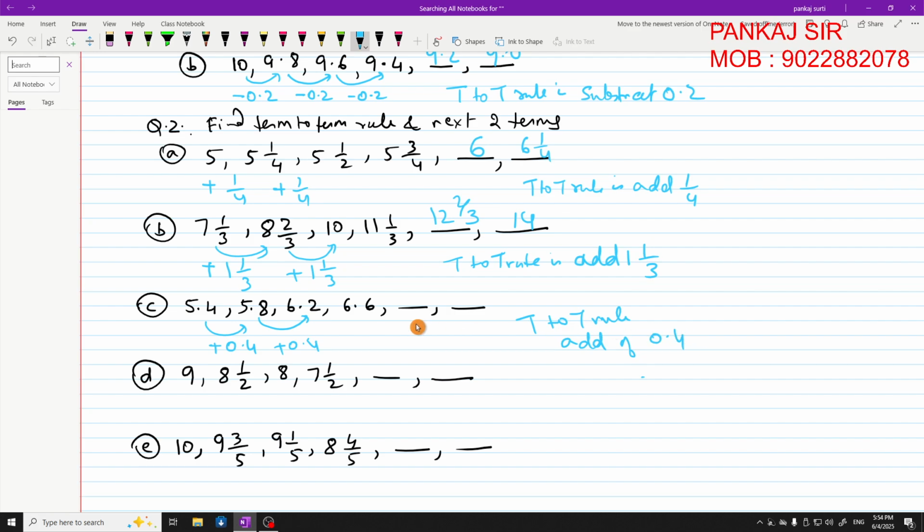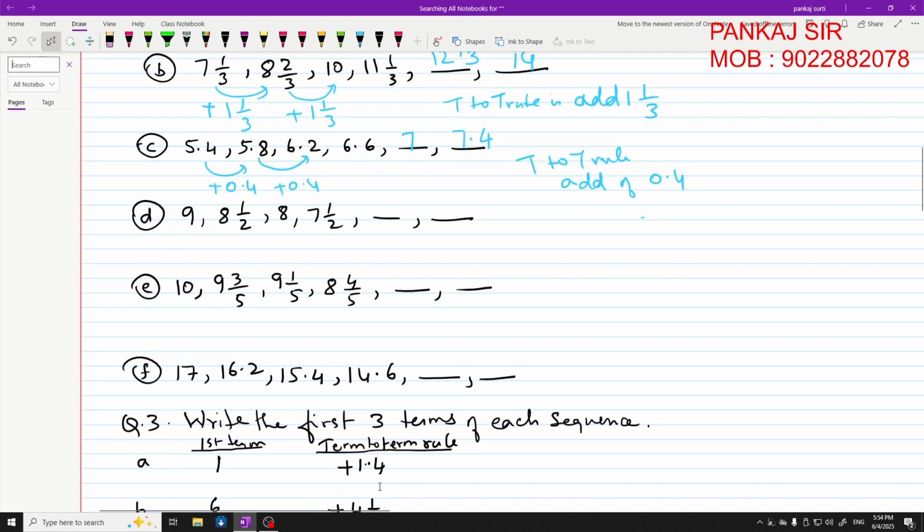Now going by this term to term rule, after 6.6, you should get 6.6 plus 0.4. Okay, so that should be 7. And after 7, it should be 7 plus 0.4. That should be 7.4. Right? So these are the answers for C. Let us move on to D.